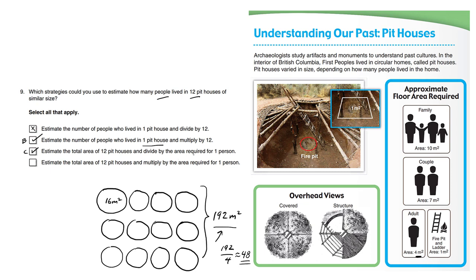So there's a connection between area and the number of people given in this diagram. As for the last choice, this doesn't make sense because it's the same as choice C, but instead of dividing, we're multiplying, which doesn't make sense.